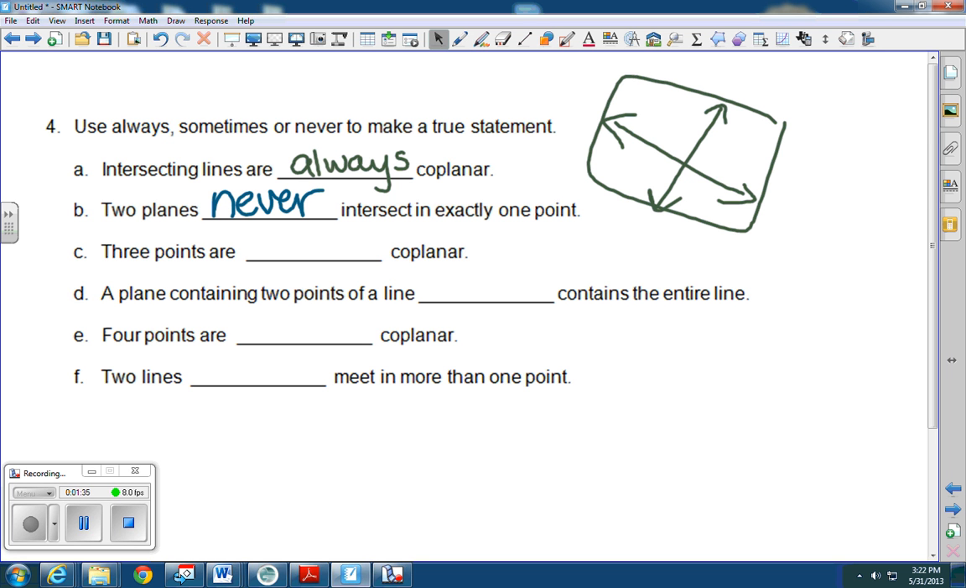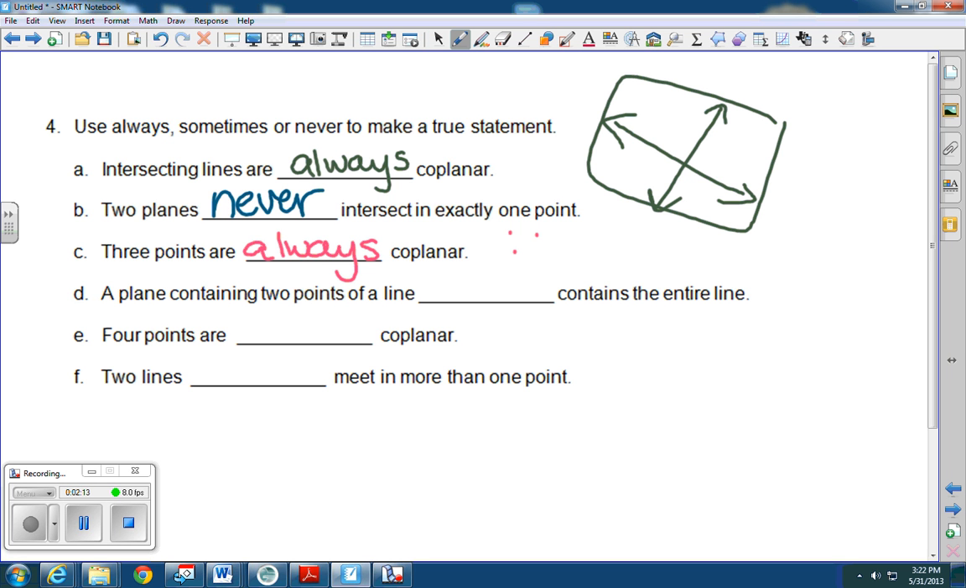All right? Part C. 3 points are blank coplanar. This is also one of your postulates. Hopefully your teacher talked to you about a tripod. How many points does it take to define a plane? A tripod is stable because it has 3 legs, and those 3 points will find a plane to sit in, and that'll make your tripod stable. So anyways, 3 points are always going to be coplanar because it takes 3 points to make a plane.